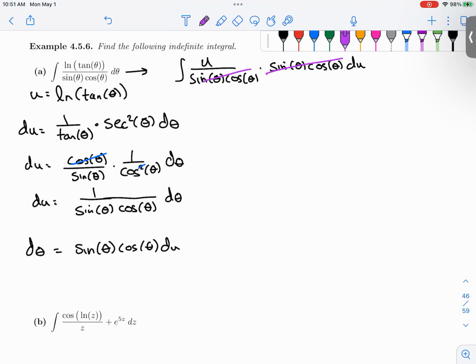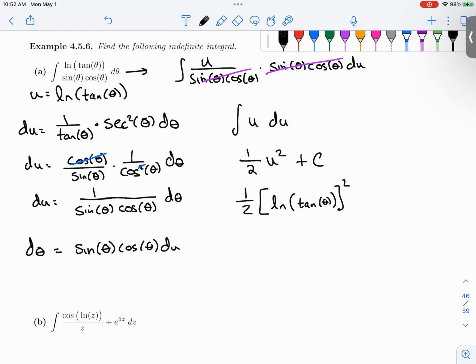Now we've got the integral of u du. Very, very nice integral, because the integral of that is just 1/2 u squared plus c. So that's going to be, once we replace u with what it is, 1/2 ln of tangent of theta quantity squared plus c.